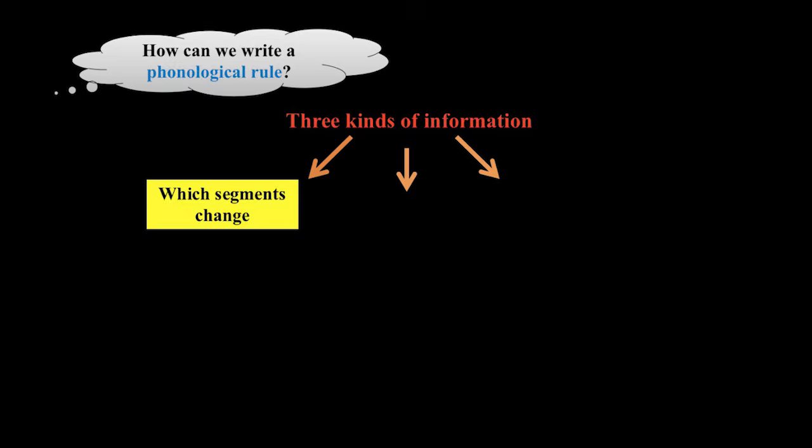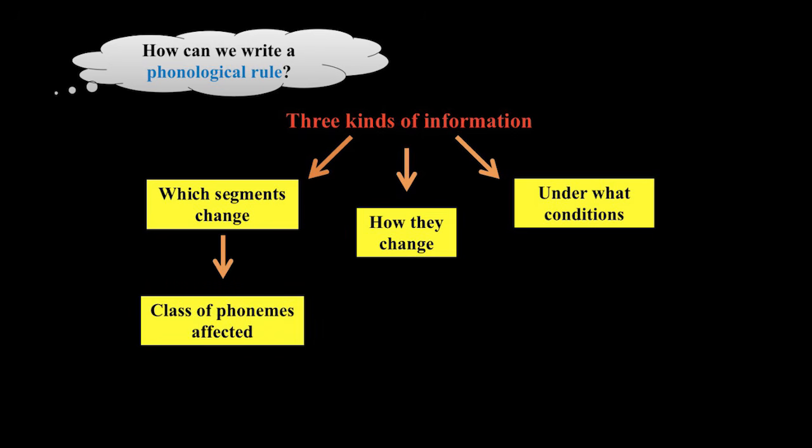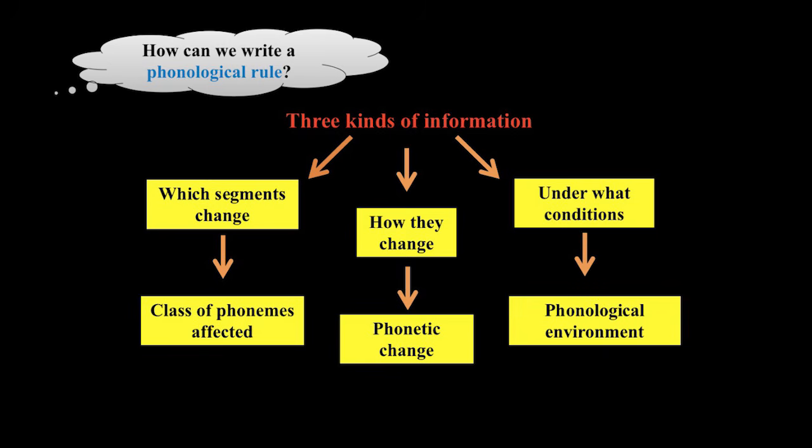Now, how can we write a phonological rule? It's very important to bear in mind that when we write a phonological rule, be it a statement or a notation, three kinds of information must be there within the rule. First, which segments change. Second, how they change. Third, under what conditions. Which segment changes refers to the phoneme that is affected. How they change refers to that phonetic change. And third, under what conditions refers to the phonological environment in which that change takes place.